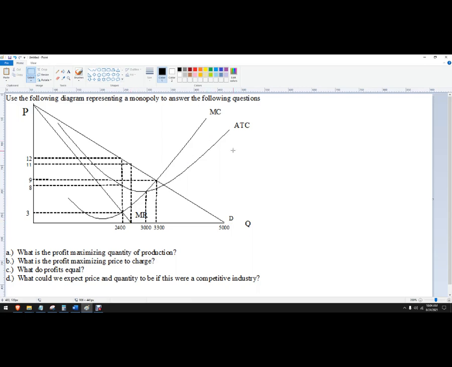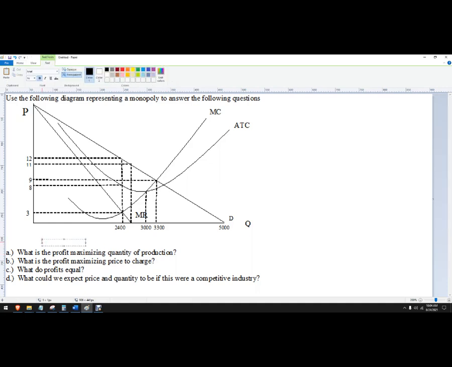And then I've got these two cost curves. This is marginal cost, this is average total cost. Marginal cost is going to tell me how many to produce. So, what number A here says is: what is the profit maximizing quantity of production? Anytime you see that, what that means is where do the marginal cost equal the marginal revenue? At what quantity does that occur?